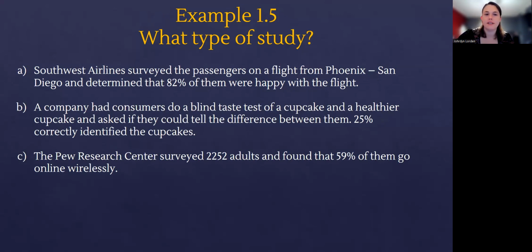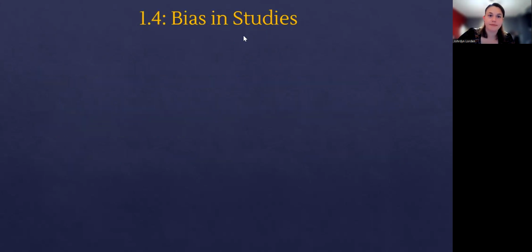A company had consumers do a blind taste test of a cupcake and a healthier cupcake to see if they could tell the difference. 25% correctly identified the cupcake. That would be experimental. You took people and gave them a treatment of a cupcake to see what would happen. Pew Research Center surveyed 2,252 adults and found that 59% of them go online wirelessly. That would be observational. These people were already doing what they were doing, and they just observed what percent of them go online wirelessly.